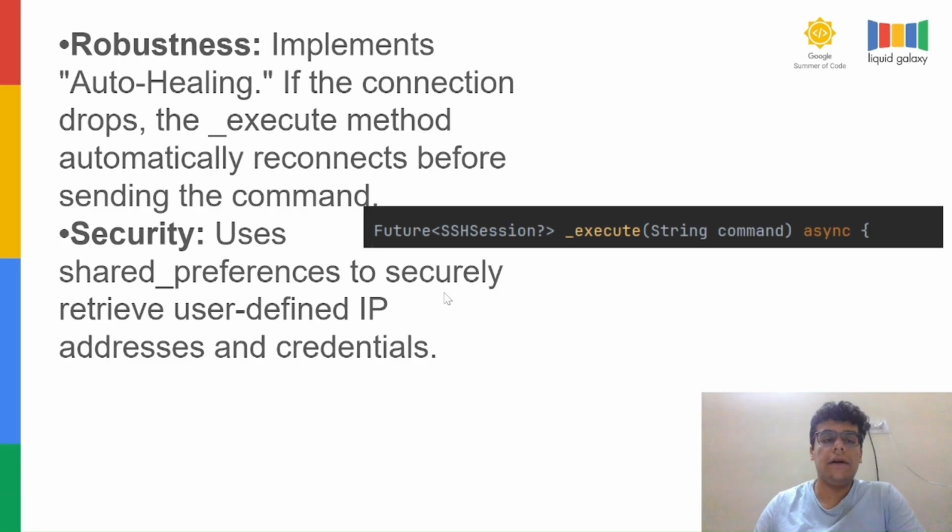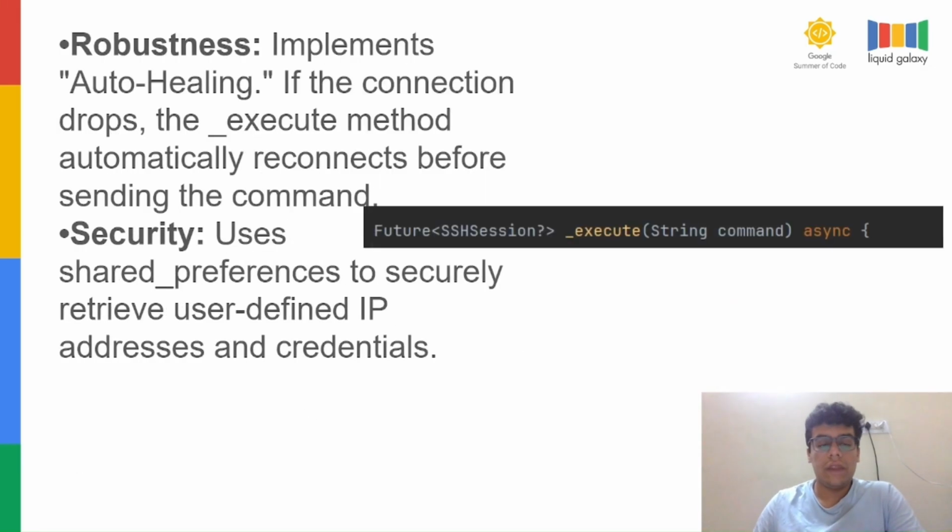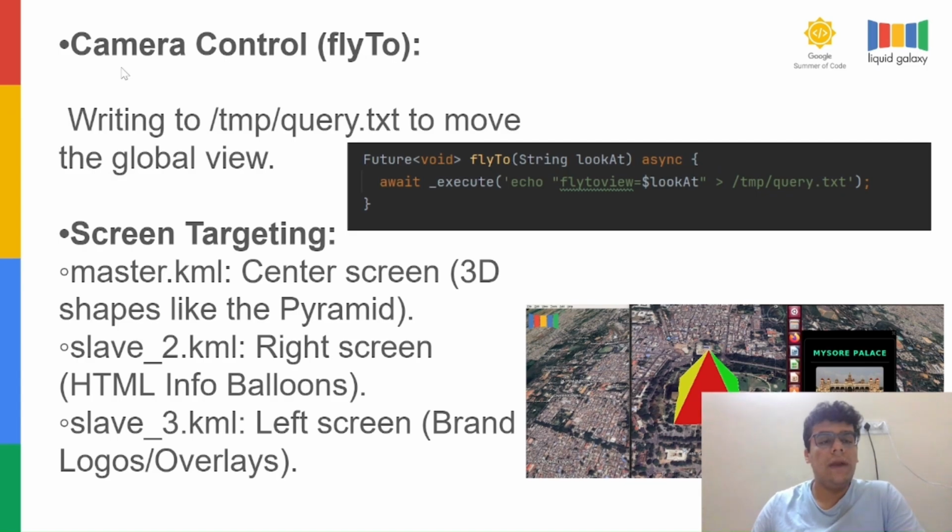Some of the main features in my program are it is extremely robust. It implements auto healing. So when a connection drops, there's an execute method which sends the raw shell commands which help it reconnect before sending the commands. It uses shared preferences to securely retrieve the user-defined IP address and credentials. So now let us see how camera control, which is fly2, is implemented.